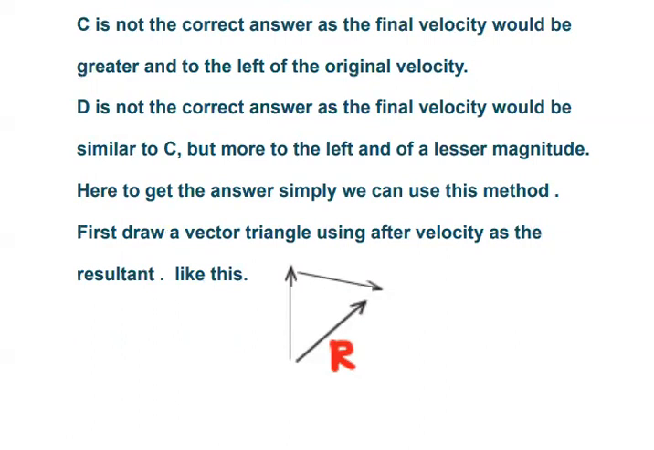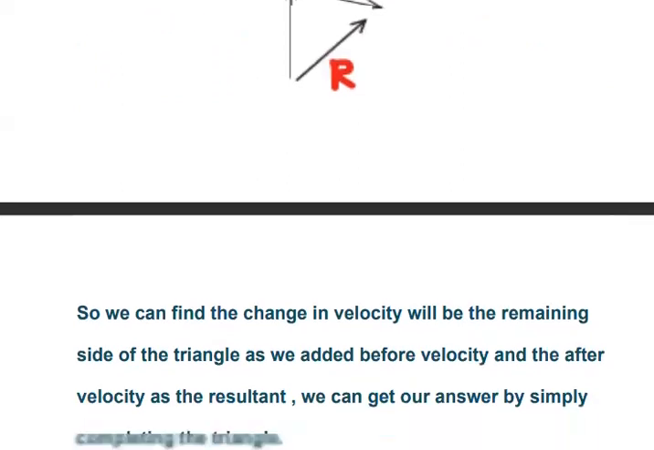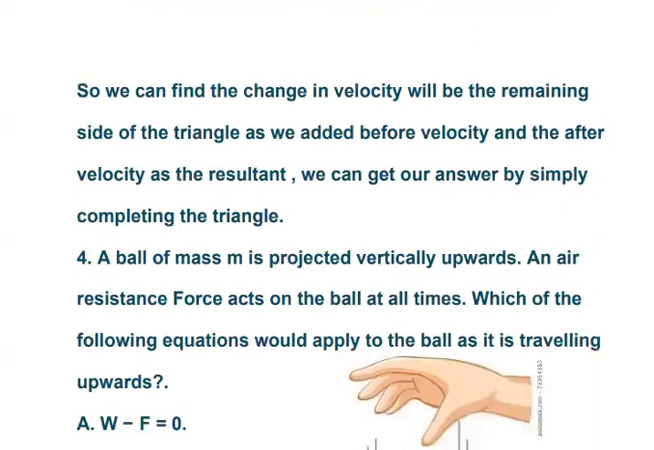Here, to get the answer simply, we can use this method. First, draw a vector triangle using the after velocity as the resultant. Like this. So we can find the change in velocity will be the remaining side of the triangle, as we added before velocity, and the after velocity as the resultant. We can get our answer by simply completing the triangle.